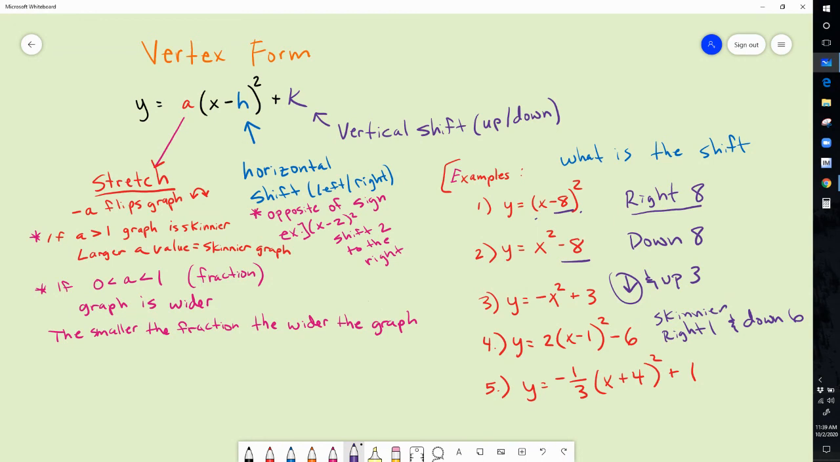This last one's about as hard as it gets, so if you can do this one, you're good. That negative 1/3 in the front is my A value, so that makes my graph go down like this, first of all. It's fatter than normal. It goes left 4 from the normal spot and up 1. So there's 4 different things you could have put there.